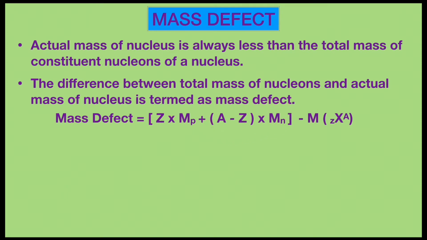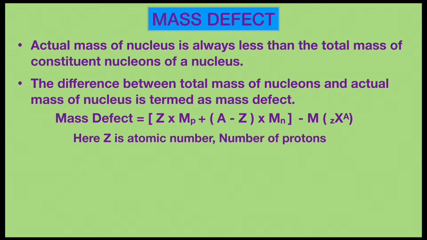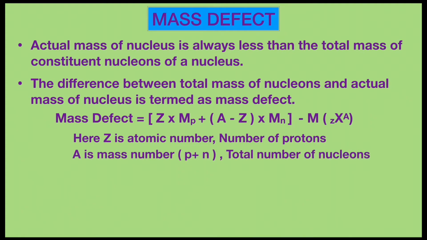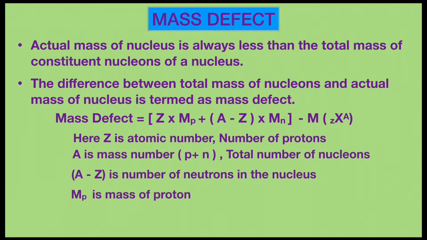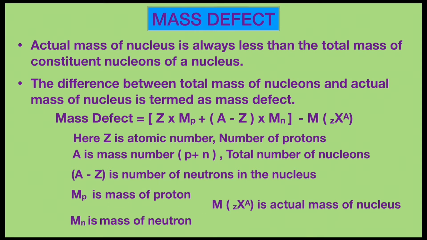You can see the different symbols here, Z, A, and ZXA, and they denote different numbers. Here Z is the atomic number, and the atomic number is the number of protons present in the nucleus. A is the mass number. Mass number is the total number of nucleons, that is the sum of protons and neutrons. So A minus Z is the number of neutrons present in the nucleus. Here Mp is the mass of a proton and Mn is the mass of a neutron, and M of ZXA is the actual mass of the nucleus.